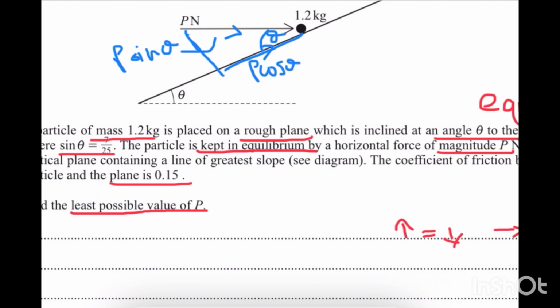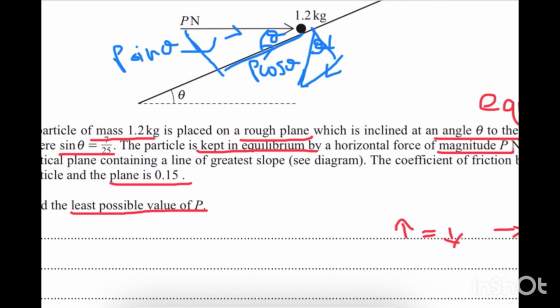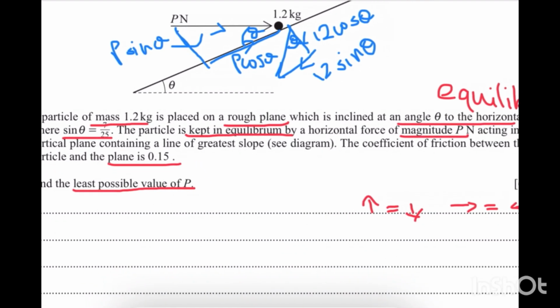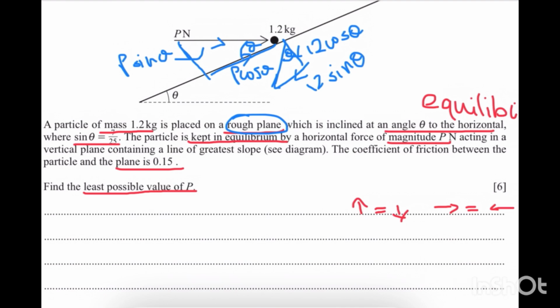This particle's weight also has two components, which is downwards and rightwards. This will also have an angle of theta, and this will become 1.2 times 10 in order to get the weight, which will become 12 cos theta, and the force acting downwards will be 12 sine theta. Other than that, they've given us that it is acting on a rough plane, which means that there is a force of friction acting on the object.